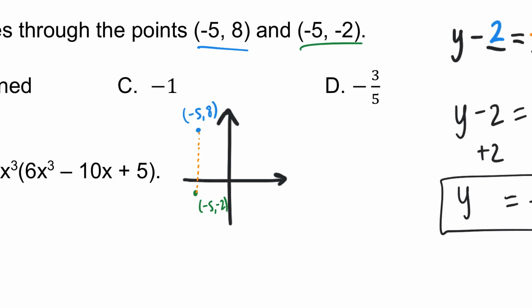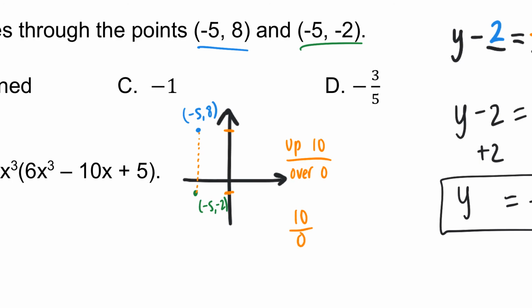So how much are we going up? We got to get from -2 all the way up to 8. So we're going up 10. And then how much are we going over? Well, to get from -5 to -5, we're not going over at all. So we're actually going over 0.